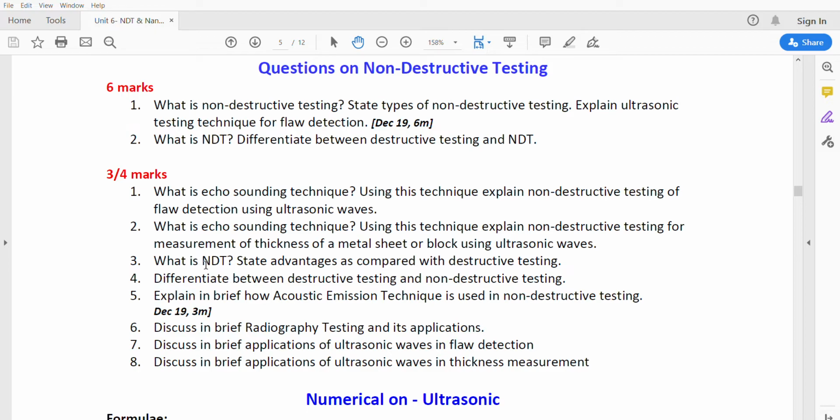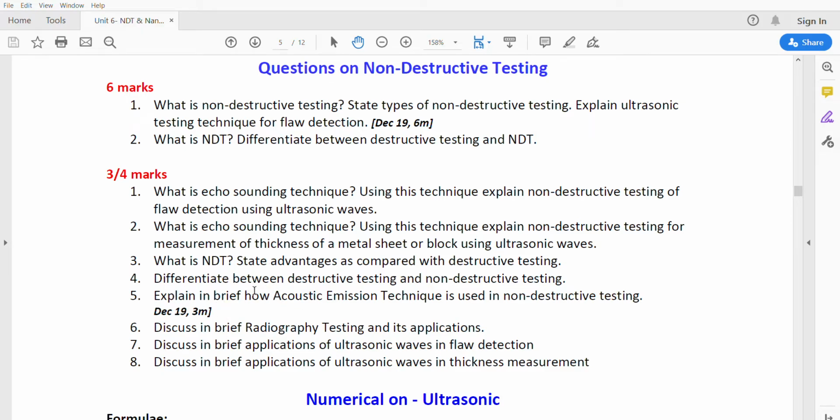And the third question is: What is NDT? And state the advantages as compared with the destructive testing. So we have to write the comparison between the NDT and the DT methods. Fourth question is: Differentiate between the destructive testing and the non-destructive testing. So we have to write the comparison of destructive and the non-destructive testing.